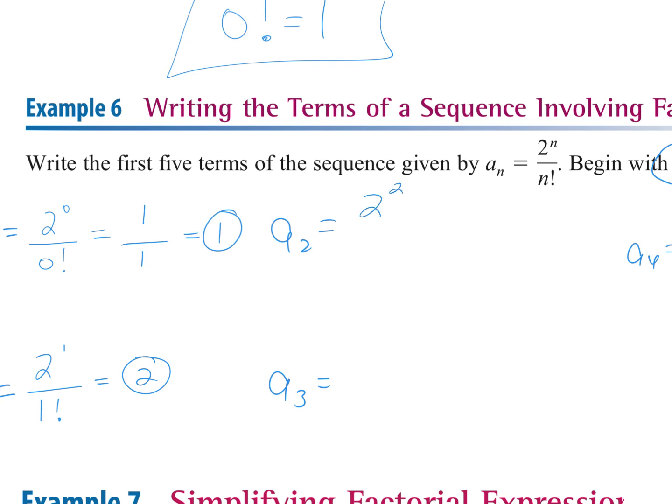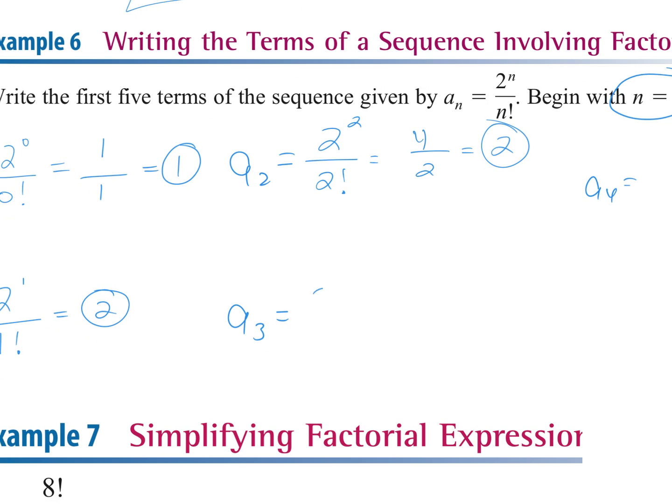Now I'm going to say, okay, fine. I have 2 to the second power over 2 factorial. So this really means 4 over 2 times 1, which is 2. So my answer here is 2. So now I'm going to plug in 3. So I have 2 to the third power over 3 factorial.